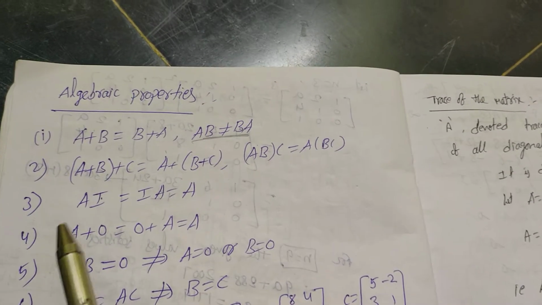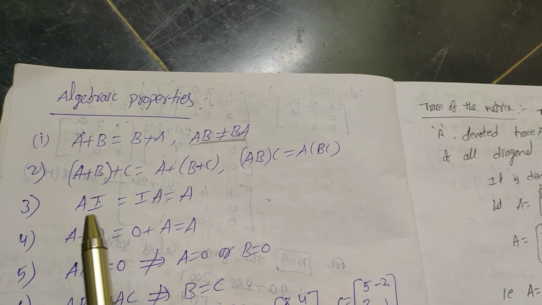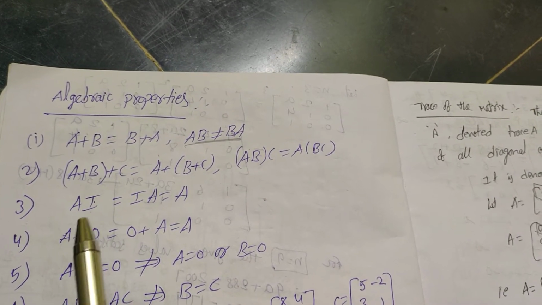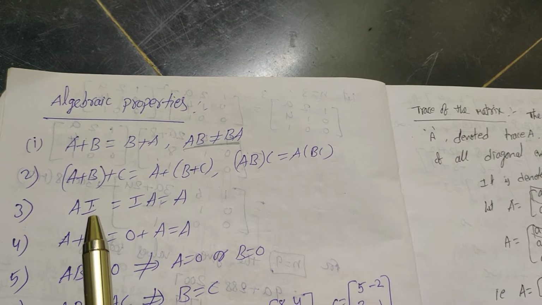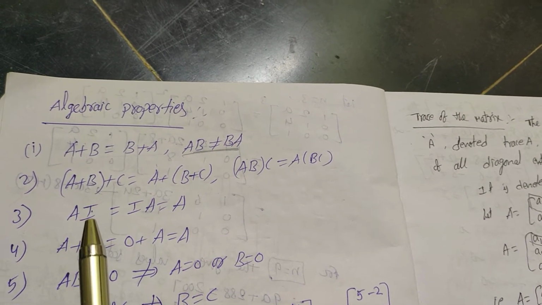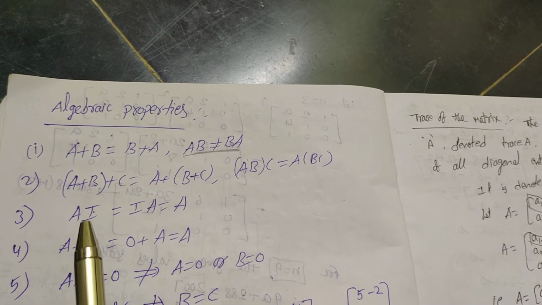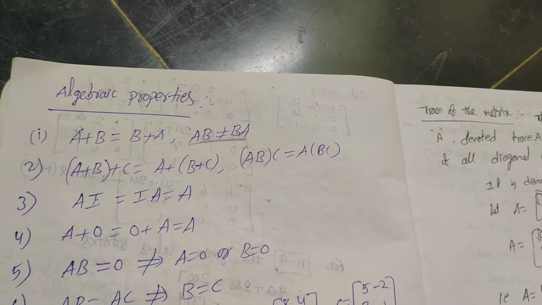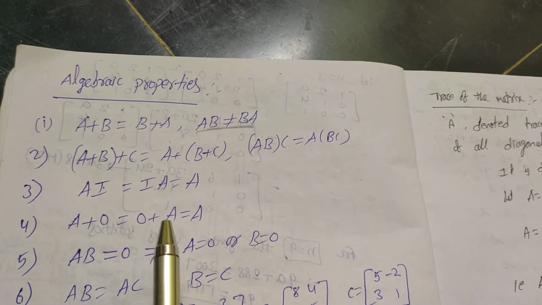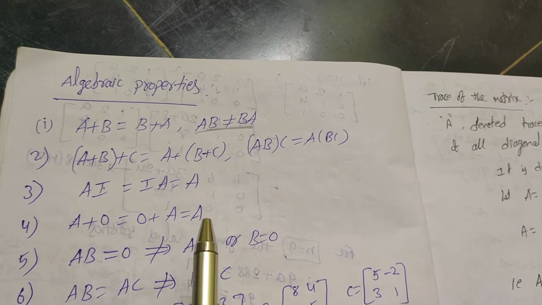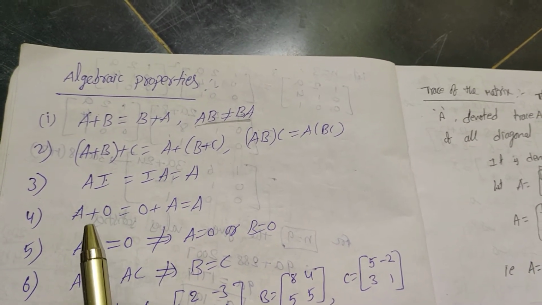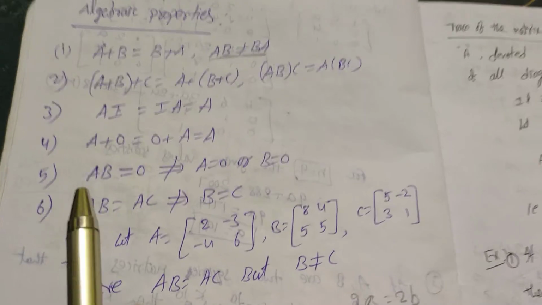So next one is AI, that means identity matrix. So here multiplication should be possible. Okay, so AI = IA = A. That means if you multiply identity matrix to any matrix, that gives the same matrix. Okay, next one is A + O = O + A = A. That means if you add zero matrix, null matrix to any matrix, it gives the same matrix.